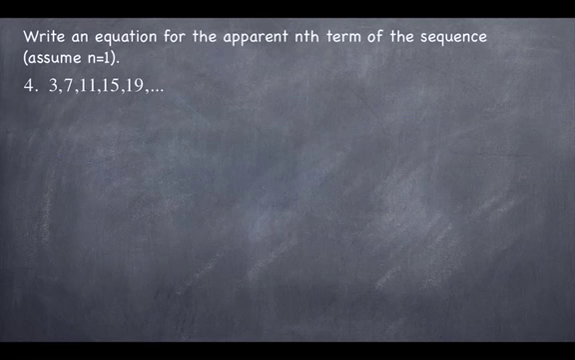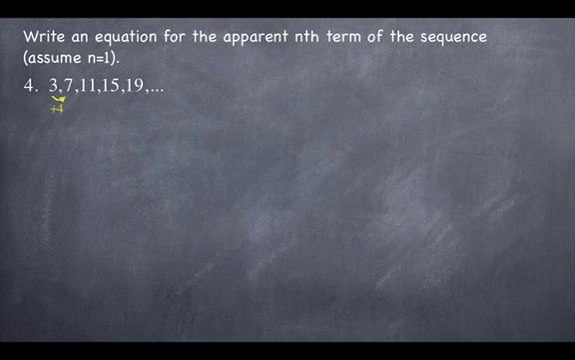Now this one is basically going to be the opposite of number 1 and 2. In number 1, I give you the rule, and I ask you for the first 5 terms. Here, you're going to do the opposite. I give you the terms of the sequence, and you tell me the rule. Let me read the directions. It says write an equation for the apparent nth term of the sequence. Assume that n is equal to 1. And like I mentioned at the beginning of this video, you did this in Algebra 1 and Algebra 2.